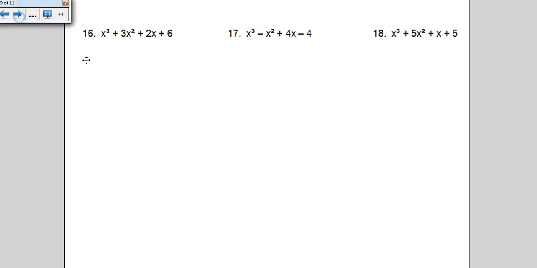Okay, moving along. The next couple problems are all factored by grouping because there's 4 terms.